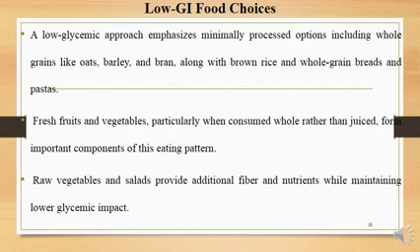Low GI food choices. A low glycemic approach emphasizes minimally processed options, including whole grains like oats, barley, and bran, along with brown rice and whole grain breads and pastas. Fresh fruits and vegetables, particularly when consumed whole rather than as juice, form important components of this eating pattern. Raw vegetables and salads provide additional fiber and nutrients while maintaining low glycemic impact.